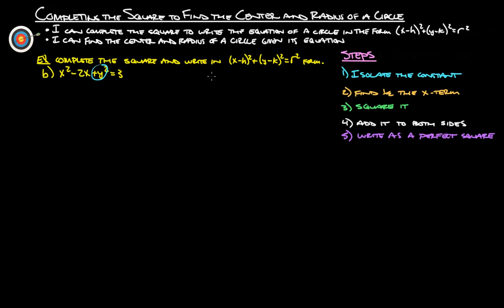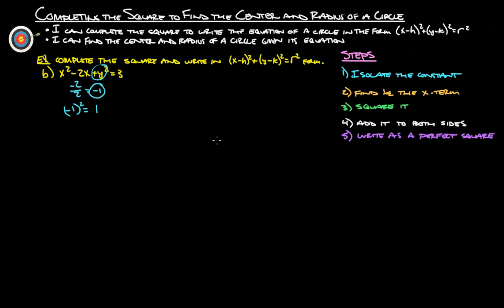So the first thing we did, we isolated the constant. We've got the 3 already over there, so we didn't have to do step 1. Now we're going to find half the x term. So we take negative 2 divided by 2, and that gives us negative 1. I'm going to circle that because we're going to use that later on for writing as a perfect square. Okay, we've taken half the x term. Now we're going to square this negative 1. So negative 1 squared, negative 1 times negative 1 gives us positive 1.